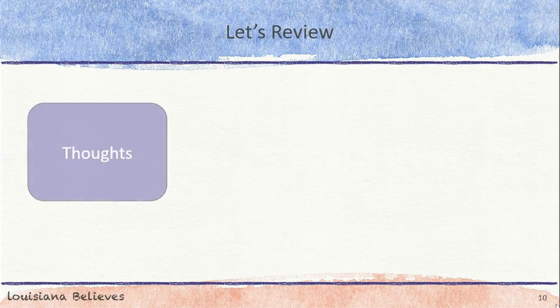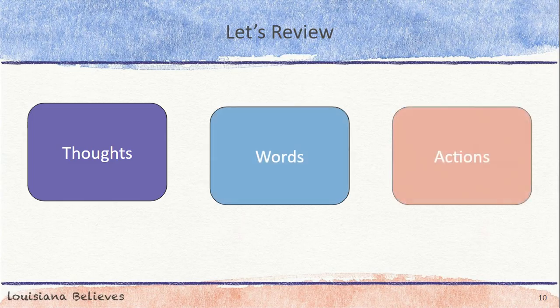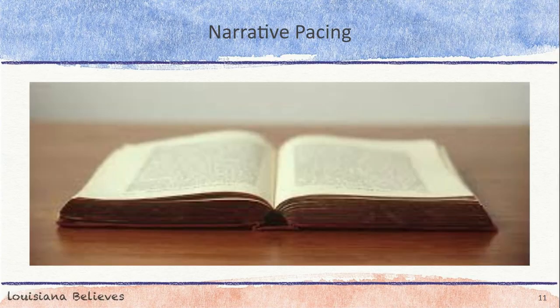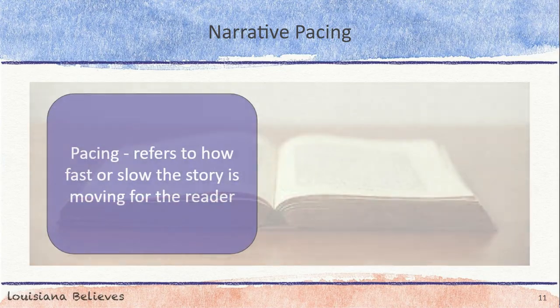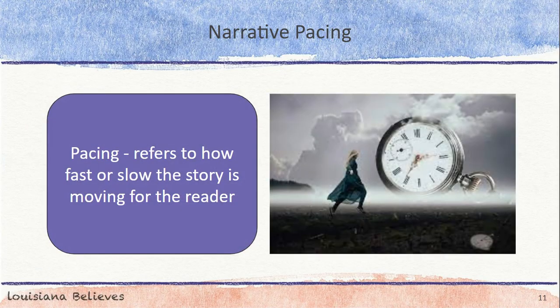Let's review. You should have included characters' thoughts, words, and actions are needed in narrative writing for readers to connect to the characters. The best storytellers across all genres of fiction writing are often masters of the pace at which the story unfolds. Pacing refers to how fast or slow the story is moving for the reader. This is determined by the length of a scene and the speed at which you, the writer, distribute information.